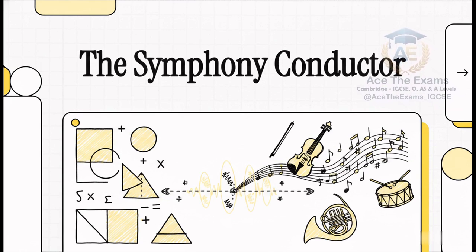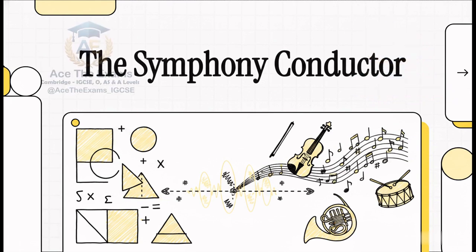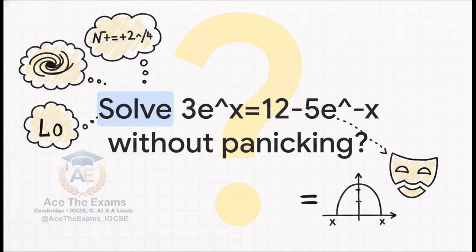Okay, so let's dive right in, because today we are going to completely transform the way you approach some of the most intimidating algebra questions on your paper. If your heart rate just spiked a little bit looking at these, honestly, you are not alone. How on earth do you solve 3e to the power of x equals 12 minus 5e to the power of negative x without totally panicking?